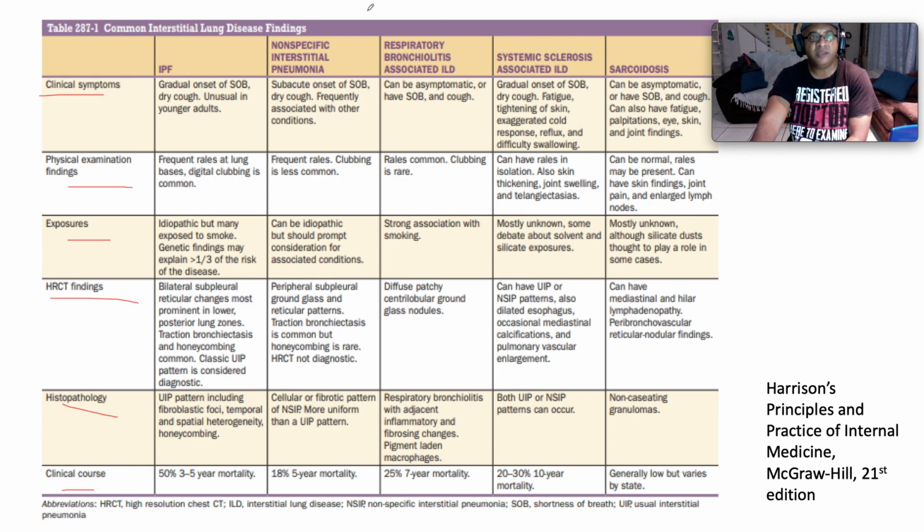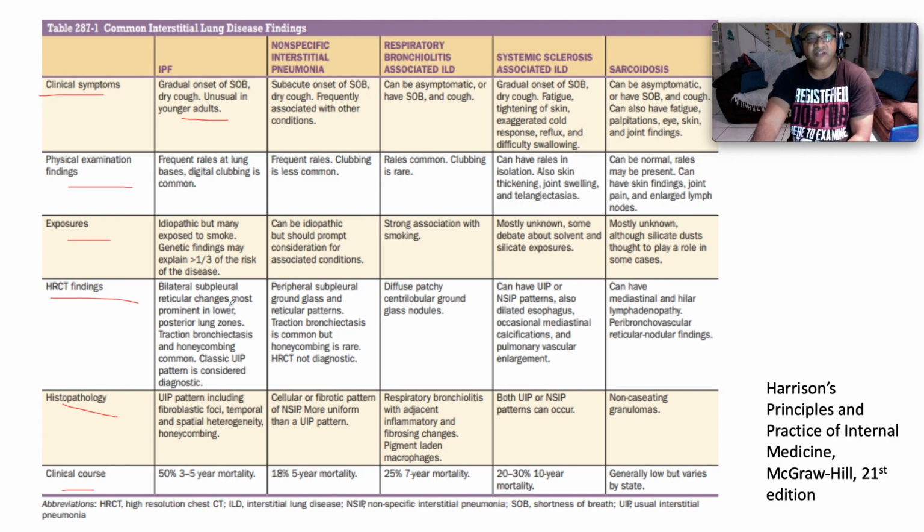So in terms of idiopathic pulmonary fibrosis, this has a gradual, grumbling, insidious onset of dyspnea. It's unusual in younger adults, usually hits the older folks. On physical exam, you're going to find rales and clubbing. Exposure is idiopathic, but there is an association with smoking. And genetic findings may explain some one third of the risk of disease.